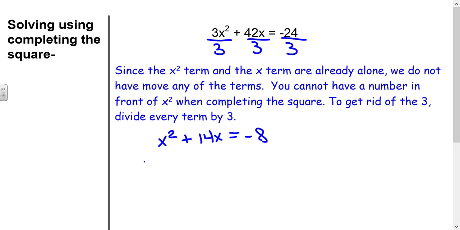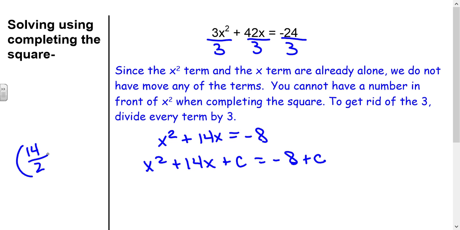So we need to find the value of C that we can add to both sides in order to complete the square. So then we have to take B, which is 14, divided by 2, and square it. So that equals 14 divided by 2 is 7 squared equals 49. So we're going to add 49 to both sides.